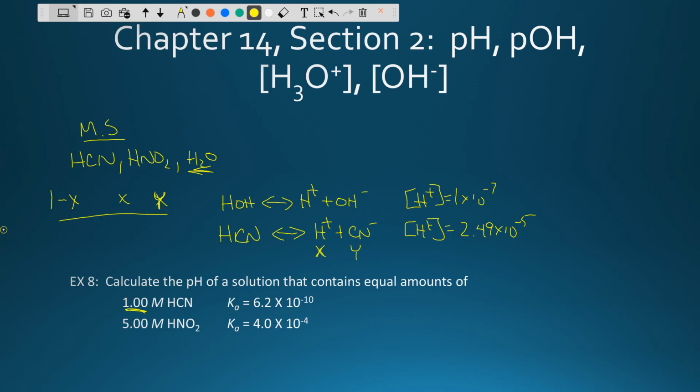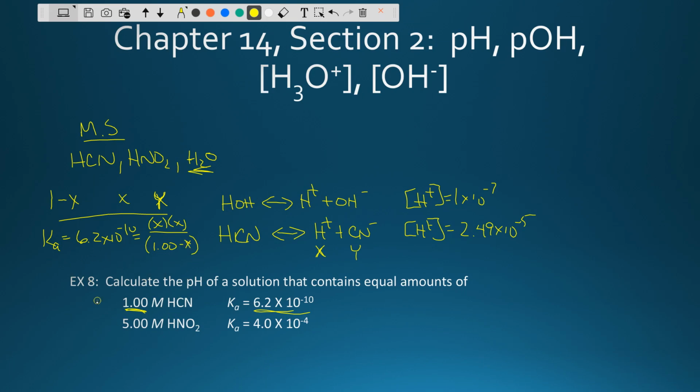Again, I'm just bypassing the entire ICE chart with this because we know how that works. So my Ka for this would be 6.2 times 10 to the negative 10, because that's given here. And that's going to be a function of my X and Y, so that's going to equal my X times my X, if you go that route, over my 1.00 minus X. Again, we want to know what those values are. If I do this, I'm going to be multiplying both sides by 1, and this is going to be a small number, so I can disregard this.